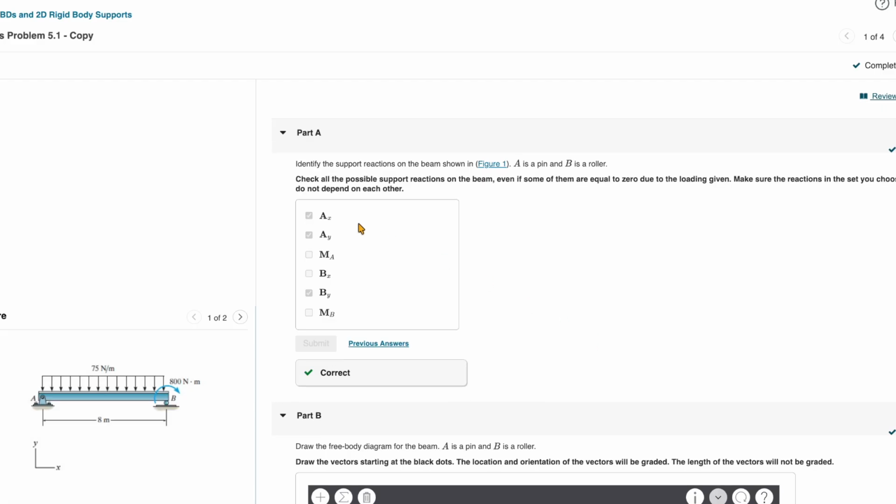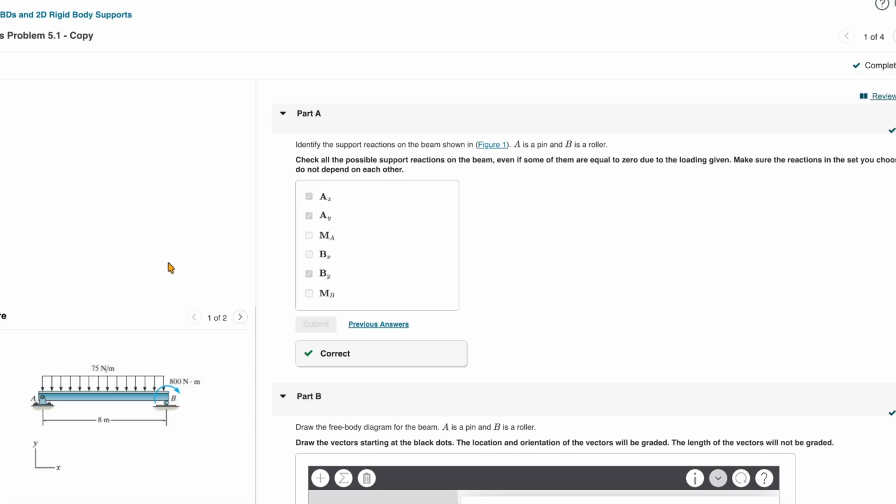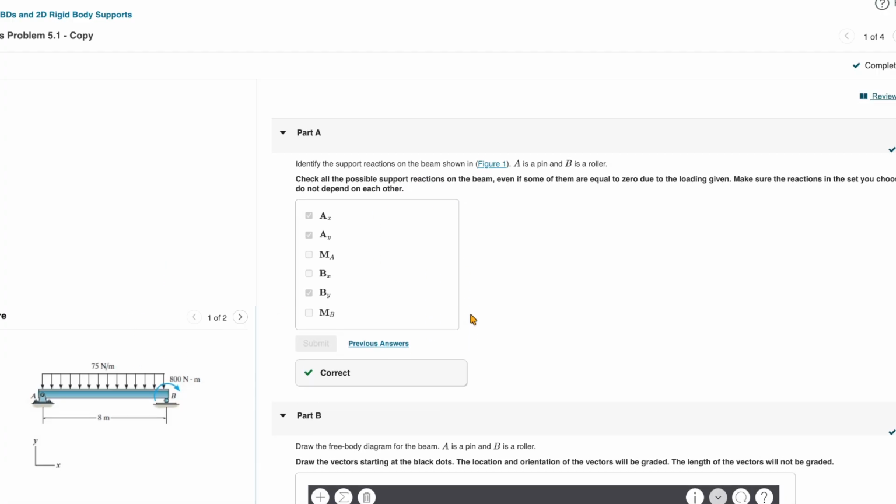Part A says, identify the support reactions on the beam shown in figure 1. A is pin and B is a roller. And it says to check all the possible support reactions on the beam, even if some of them are equal due to the loading given. Make sure the reactions in the set you choose do not depend on each other. So the first thing, and obviously you can see these here, but I'd like to go and explain it a little bit.